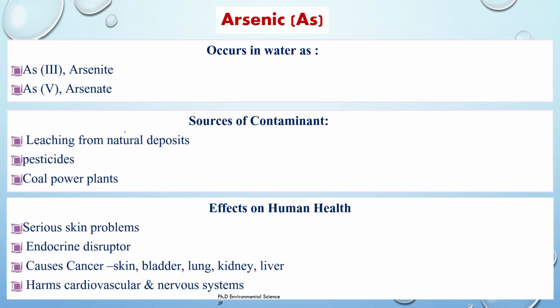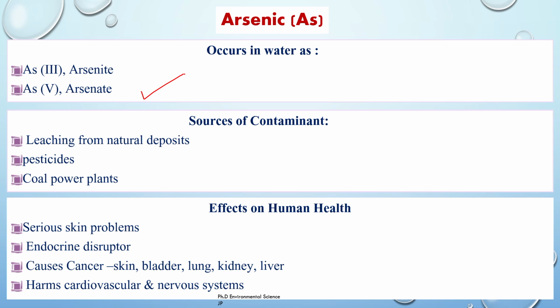So first is arsenic. Arsenic is a toxic element that can be found in water in two primary forms, arsenite and arsenate. Both forms have significant health impacts when they are present in drinking water. Now, sources of arsenic contamination.